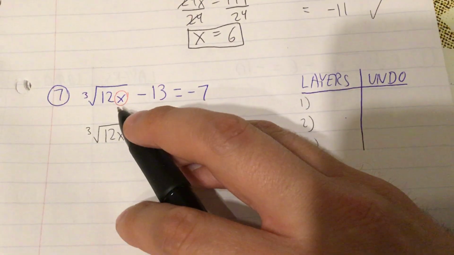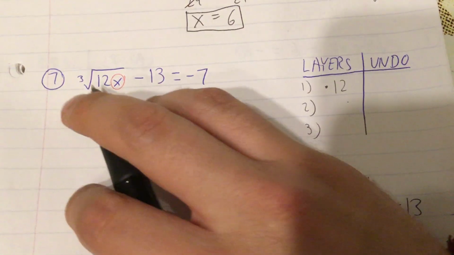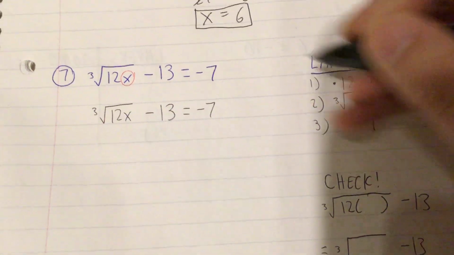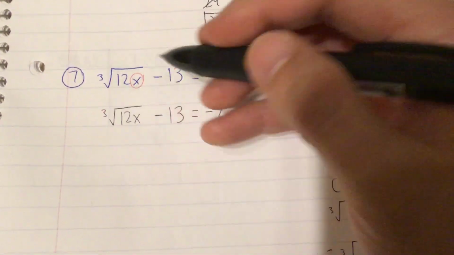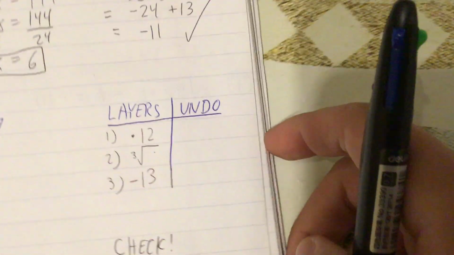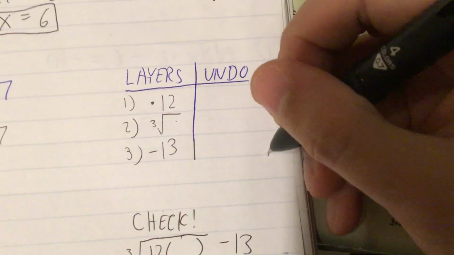So I'm going to look at my x. It's going to get multiplied by 12. And then after that, 12x gets cube rooted. That gets subtracted by 13. So now, how do I undo these 3 layers from outermost to innermost?